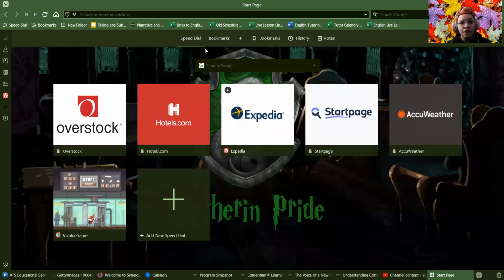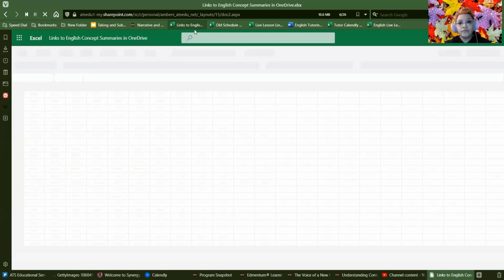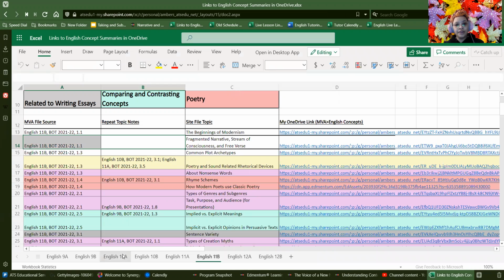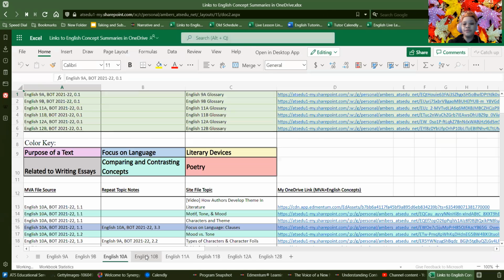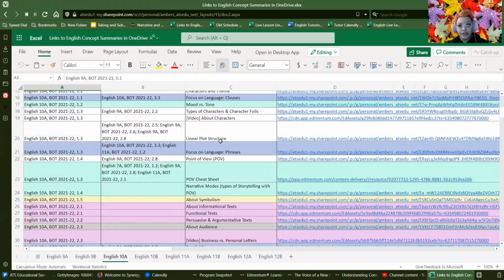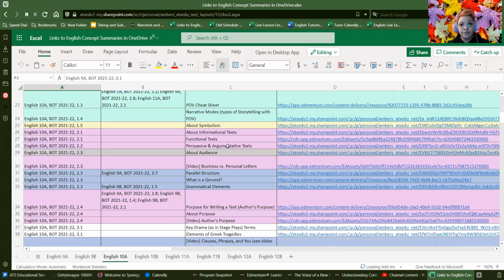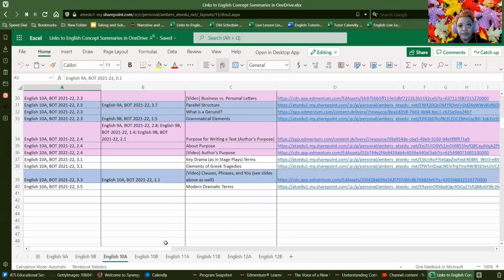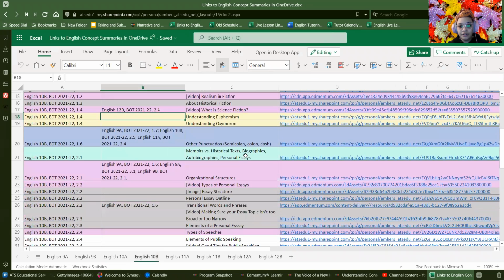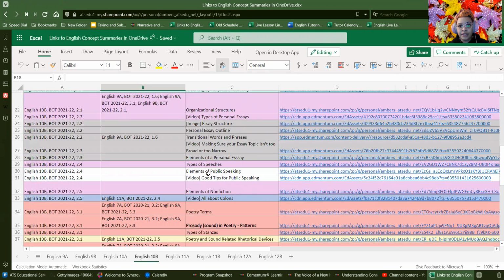I'll go ahead and open it up now, actually. I want to keep showing you guys how useful this document is, because I know some of you aren't using it the way you should. But yes, okay. We have character foils on this one. So we have different arguments, persuasive and argumentative texts. And then let's see, 10B, we also have different types of essays. I think it's in 10A. Yeah, it's probably in 10A.